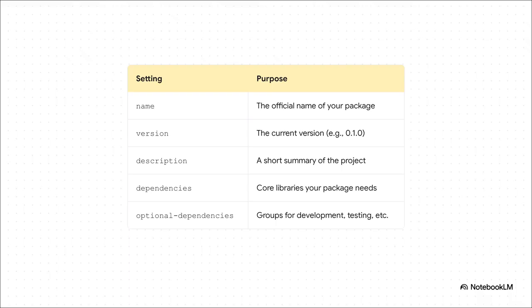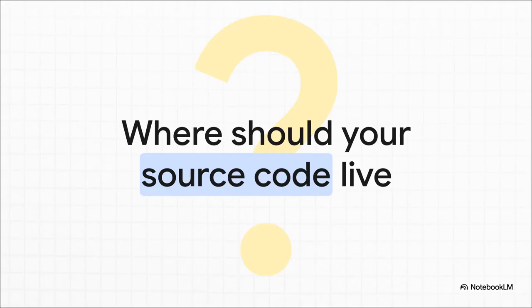You've got a name for your package, a version so you can track changes, and a short description. The really critical part is the dependencies section. That's just a list of the core libraries your code needs, like pandas or scikit-learn. You can even get fancy and define optional groups for things like your development or testing tools. It's all laid out right there, super clear and organized. Okay, that's part 1 of the anatomy.